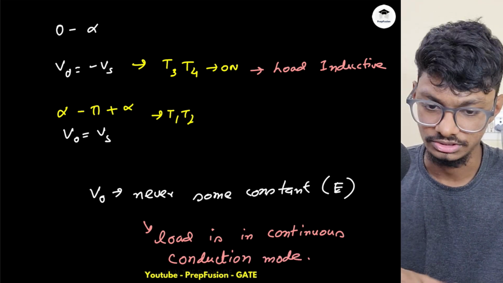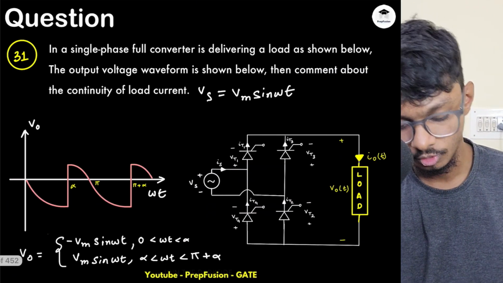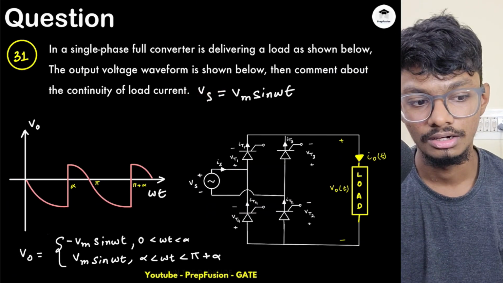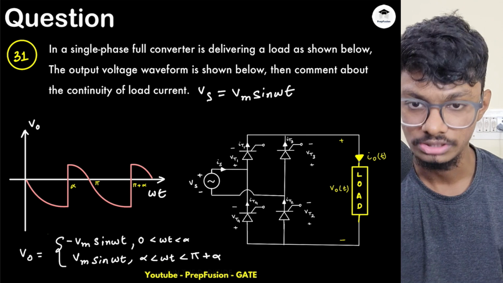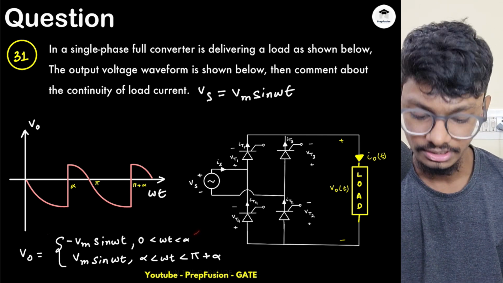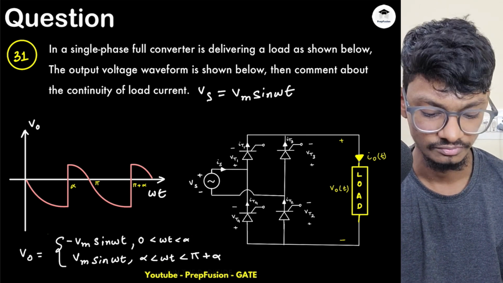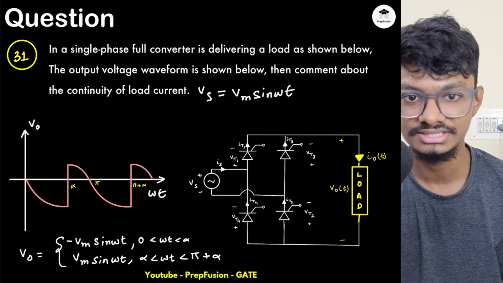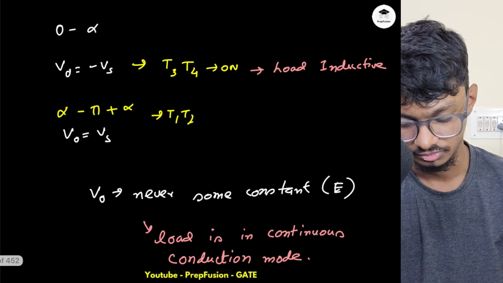Okay, load is in continuous conduction mode. So yeah, in this case, load will be continuous conduction. Is it constant, or is it varying, but it is continuous conduction? I cannot say from only this data, but this much I can say is that load will be in continuous conduction mode. So this will be my answer.